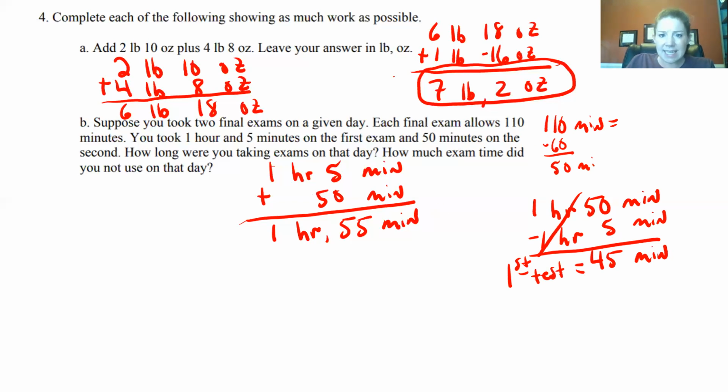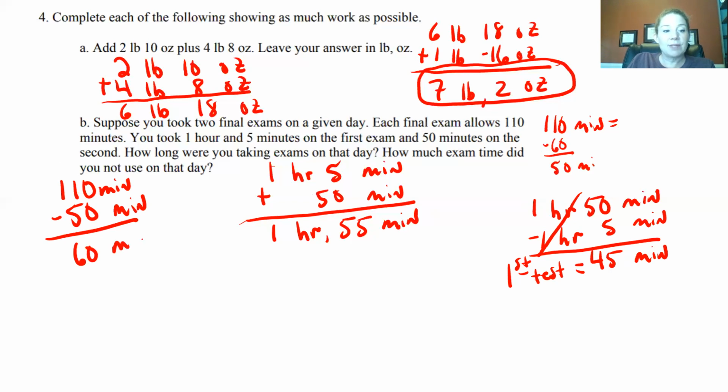And then my second test, I only took 50 minutes, right? Well, I was allowed 110 minutes. So instead of converting this to hours and minutes, I'll just leave it as 110. I had 110 minutes, and I used 50 minutes. So that means I had left over 60 minutes.